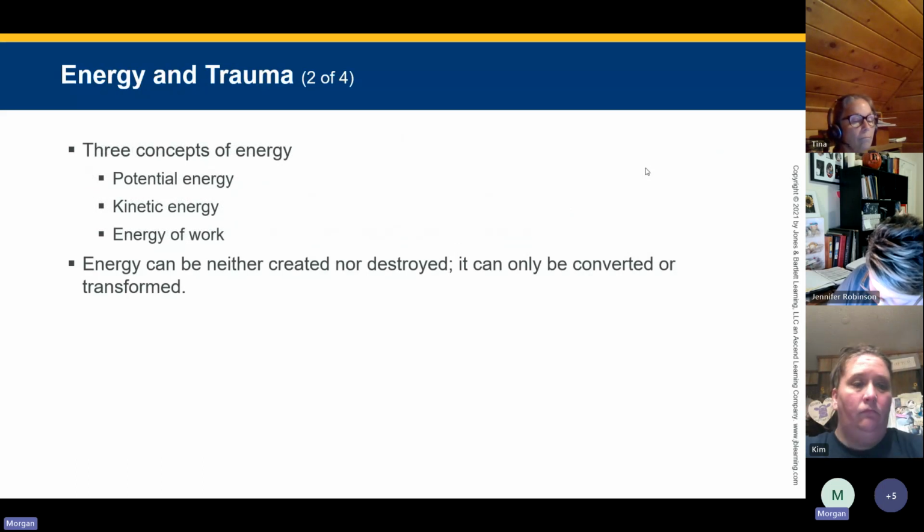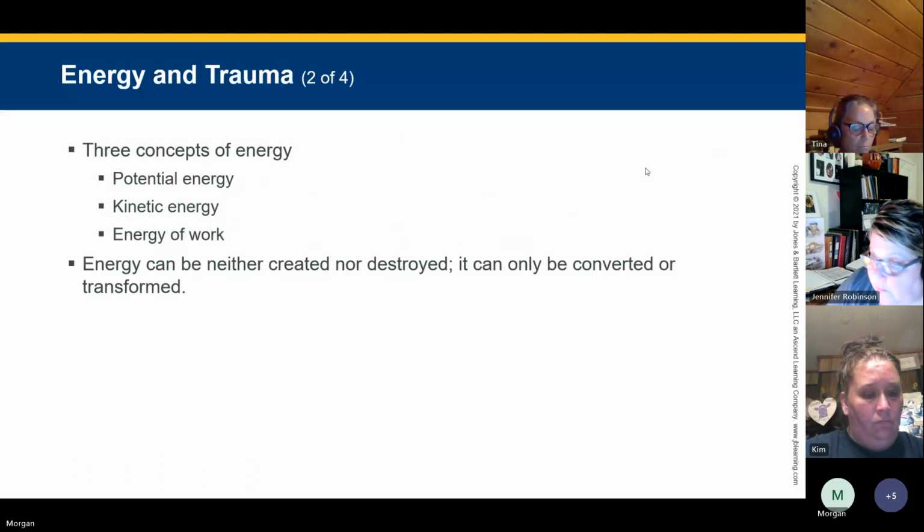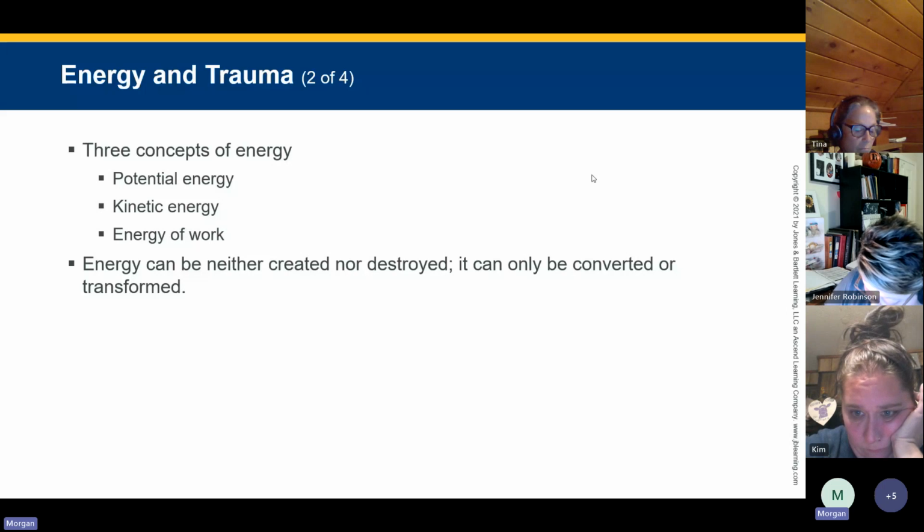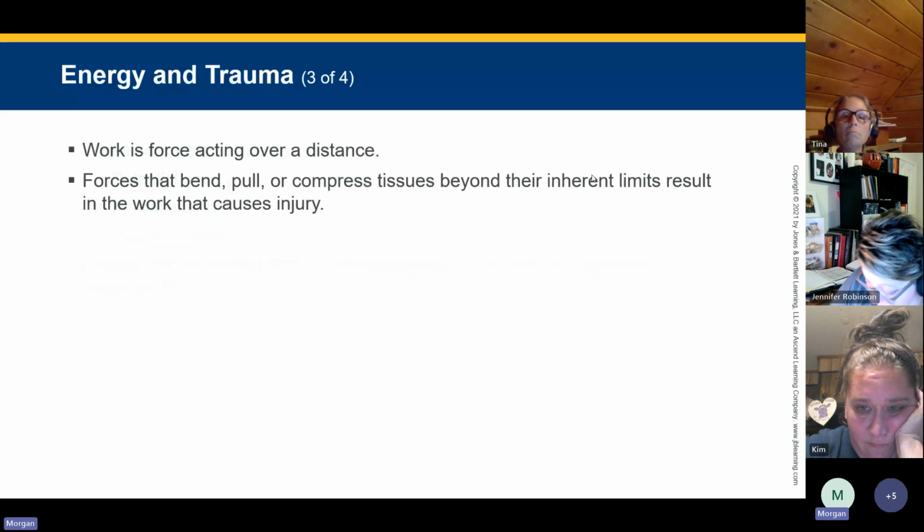There are three types of energy that we look at: potential, kinetic, and energy at work. They keep pointing out in the chapter that energy cannot be created nor destroyed. It can only be converted or transformed. Something that's in motion is going to stay in motion, per Newton's law, unless it's acted upon by an equal and resistant force.